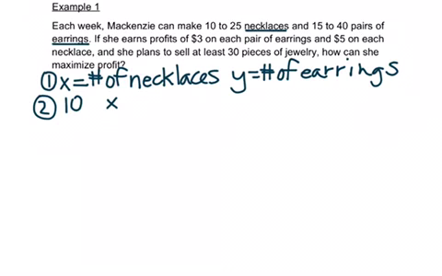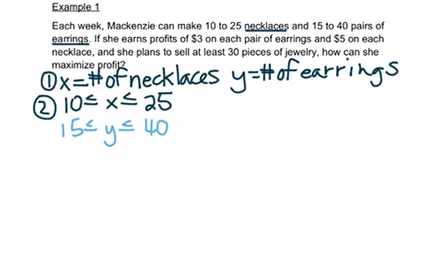X has to be a number between 10 and 25. I've got to put some inequality symbols. X has to be greater than or equal to 10, but also less than or equal to 25. It also says that she can only make 15 to 40 pairs of earrings. Earrings are y. So I'm going to put those two numbers in between y. Again, y has to be greater than or equal to 15, but it has to be less than or equal to 40. Now, is there anything else that would limit how many she can make?